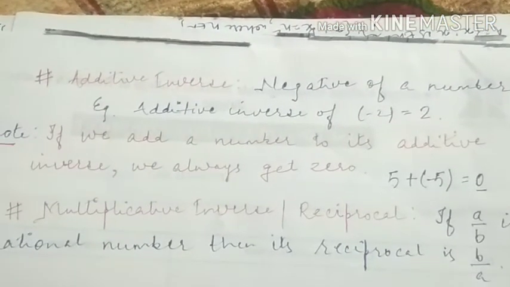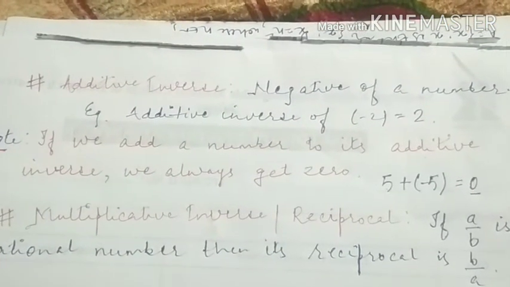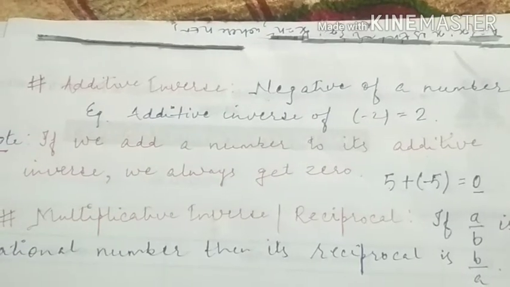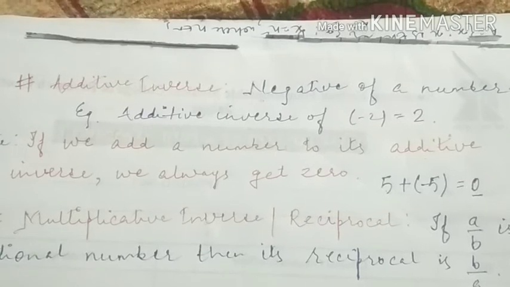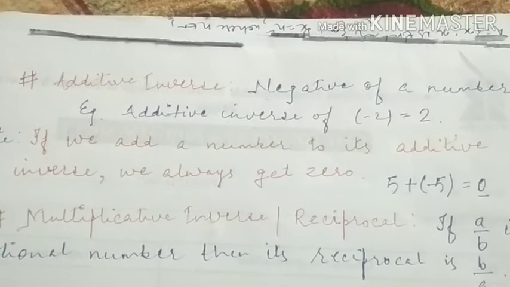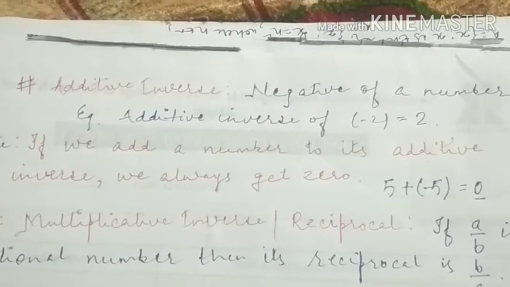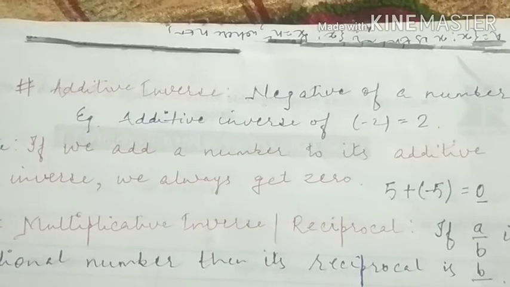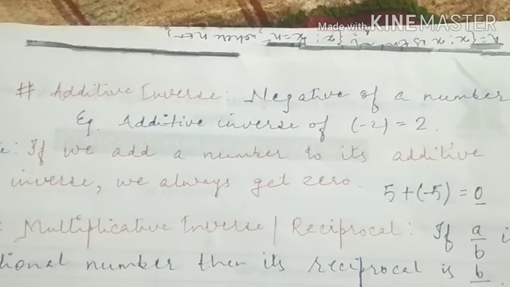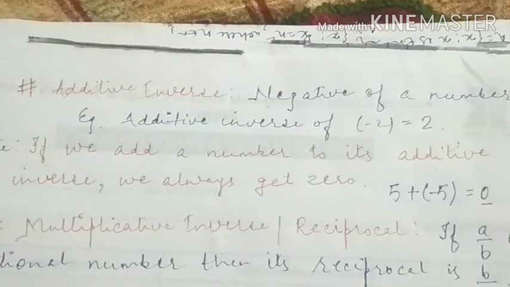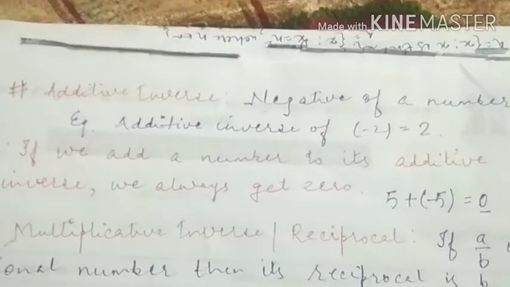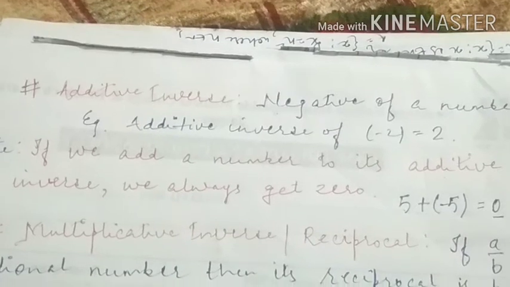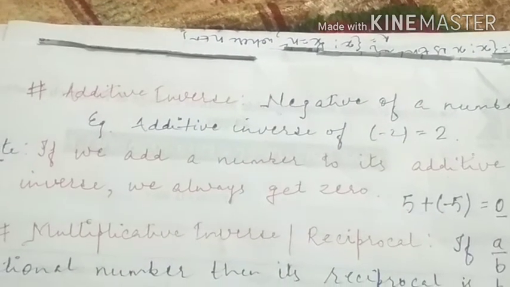Alright, so what is this additive inverse? Additive inverse is nothing but the negative of a number is referred to as the additive inverse of that number. So let's take an example, that is, if I consider the additive inverse of -2, that is 2. So you just have to take the minus of any number or negative of any number, that is the additive inverse.